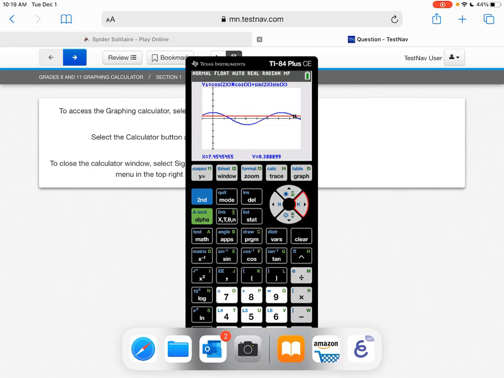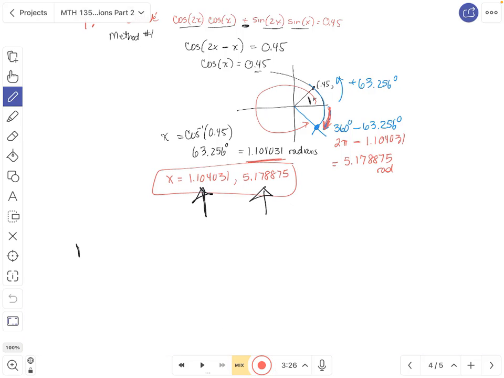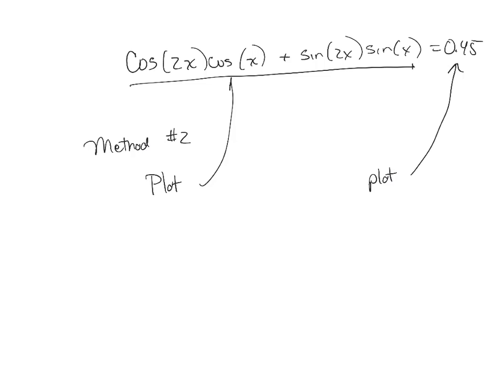So therefore, if I am using my calculator, method number 2 is basically you're going to plot the left-hand side, which is this cosine 2x times cosine x plus sine 2x times sine x, as your y1 in your TI-84. Plot your right-hand side, 0.45, and then find your intersections. Just make sure you get all the ones that are between 0 and 2 pi.